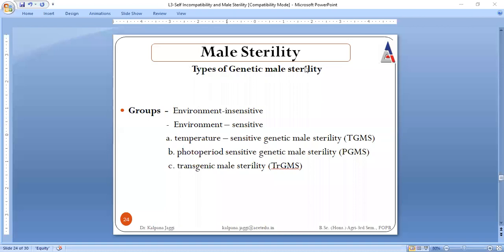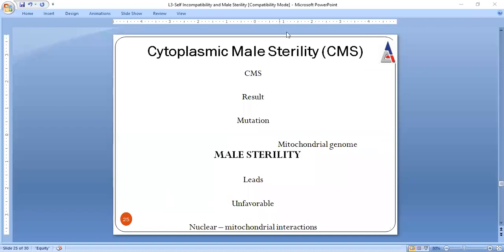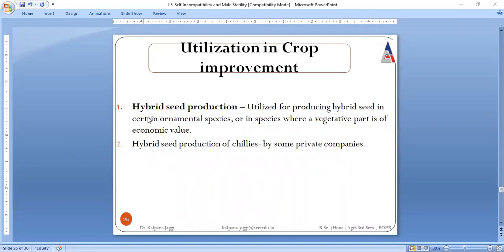This is about cytoplasmic male sterility. This cytoplasmic male sterility is the result of mutations that take place in the mitochondrial genome, and as a result, we no longer have the presence of pollen grains. And this male sterility is responsible for giving rise to unfavorable mitochondrial interactions. It is utilized in hybrid seed production, and also in hybrid seed production in chilies by certain private companies.